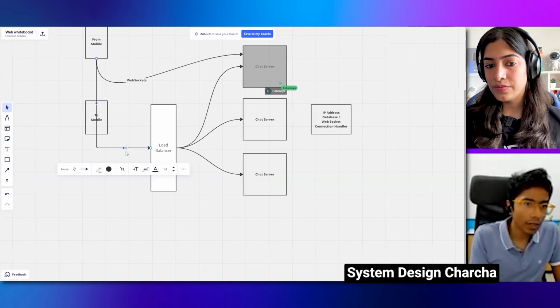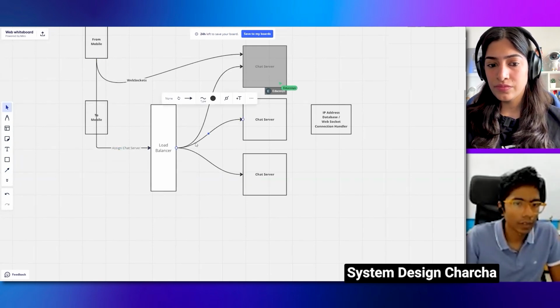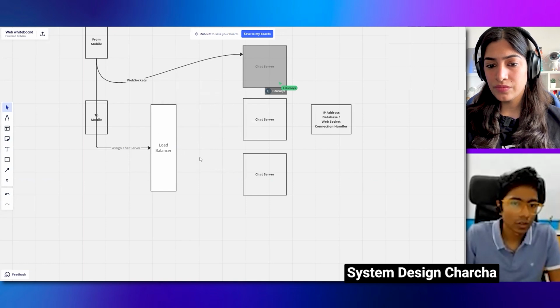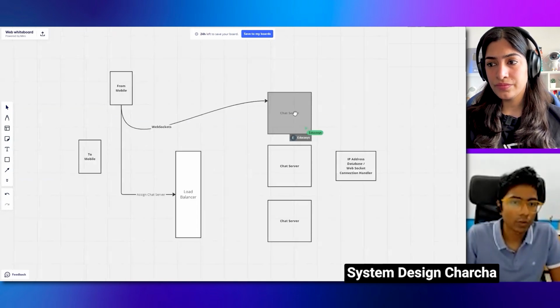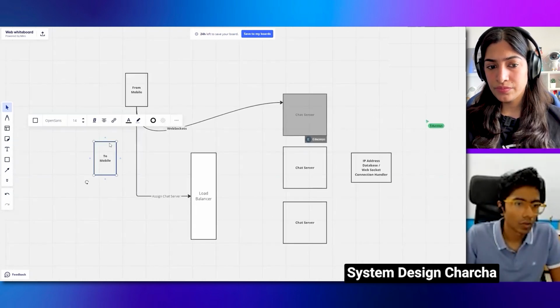So we are basically assigning a chat server. The first time we send a message, the load balancer returns a chat server that they need to make a WebSocket connection with. Yep. Okay.